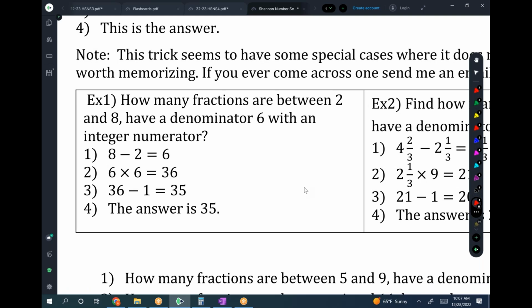What we want to do is make them 8ths. Well, 16 eighths is 2, right? And then we've got 17 eighths, 18 eighths.